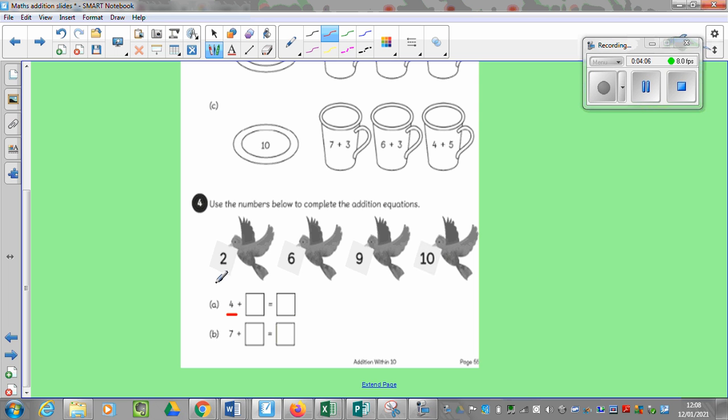So for instance, if you've got 2 on a post-it note and you've got 10 on a post-it note, can you put your post-it notes next to 4 add post-it note that says 2 equals 10? Is that correct? Does 4 add 2 equal 10? Probably not, so you know that you need to use some different numbers.